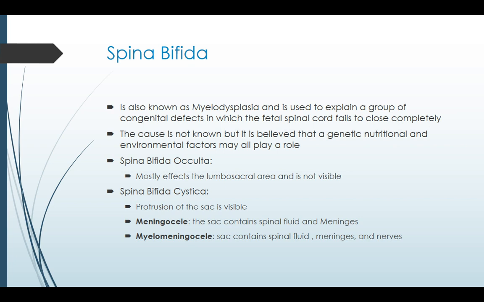Spina bifida cystica: a protrusion of the sac is visible. Meningocele: the sac contains spinal fluid and meninges. Myelomeningocele: the sac contains spinal fluid, meninges, and nerves. Risk factors: medication taken during pregnancy, malnutrition, insufficient folic acid, and exposure to radiation or chemicals during the pregnancy are the most frequent causes.